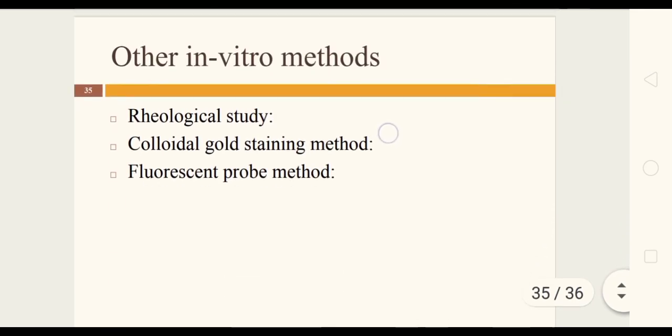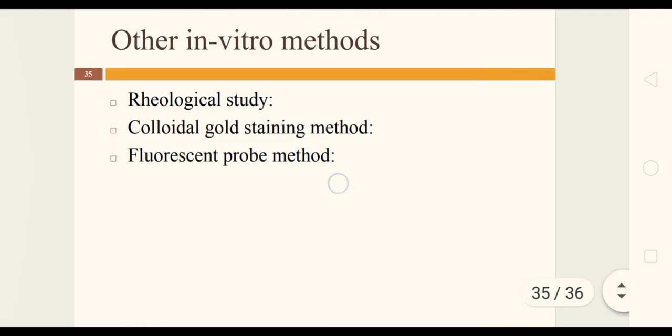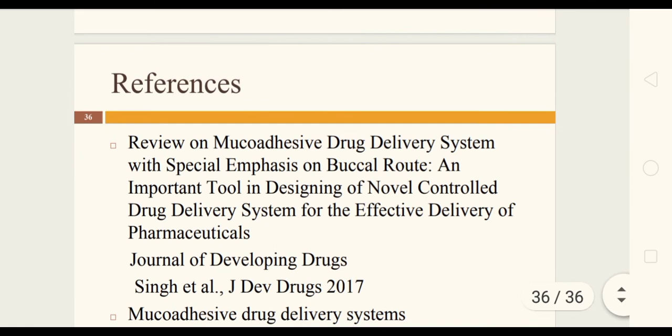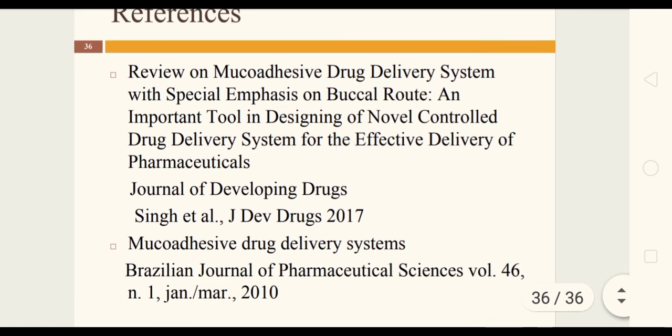Now we will see the other in vitro methods. They include the rheological study, the colloidal gold staining method, and the fluorescent probe method. These are the in vitro methods for the study of this bioadhesive system. And this is all about the reference that I have used in order to make you understand this specific part.